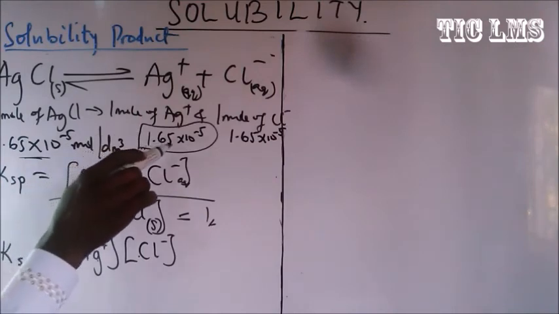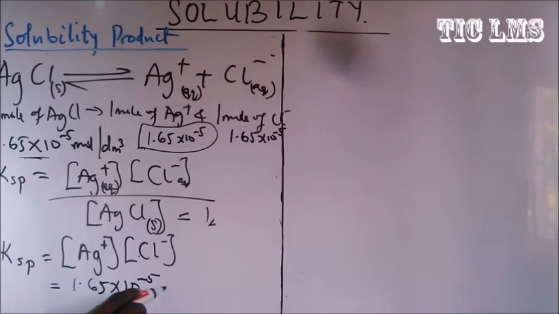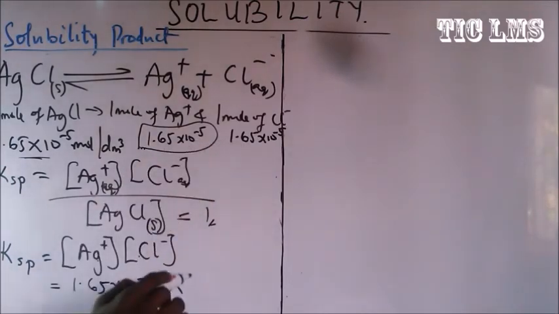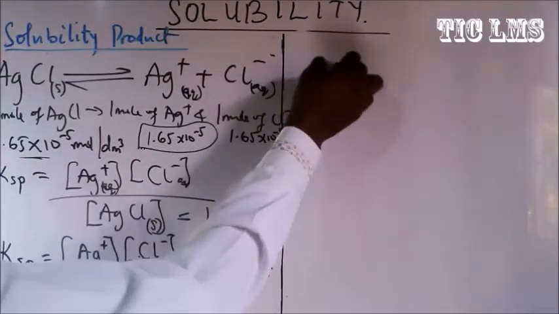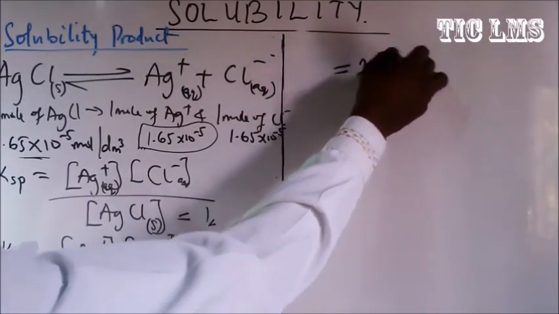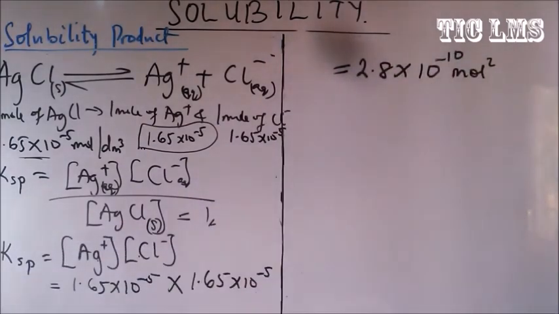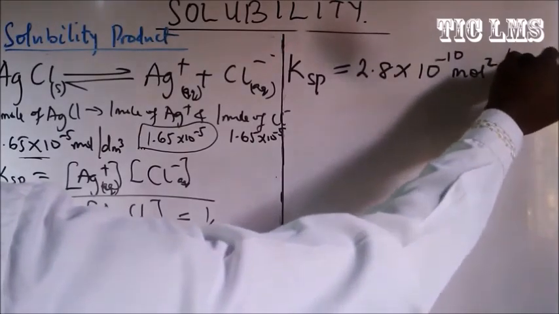For what we have here, we have 1.65 times 10 to the power minus 5 for silver. So that is the solubility, 1.65 times 10 to the power of minus 5, multiplied by that of chlorine, that is the solubility of chlorine, which is 1.65 times 10 to the power of minus 5. When we multiply this out, it gives 2.8 times 10 to the power of minus 10 mole raised to power 2, and then we have the per dm raised to power 6.